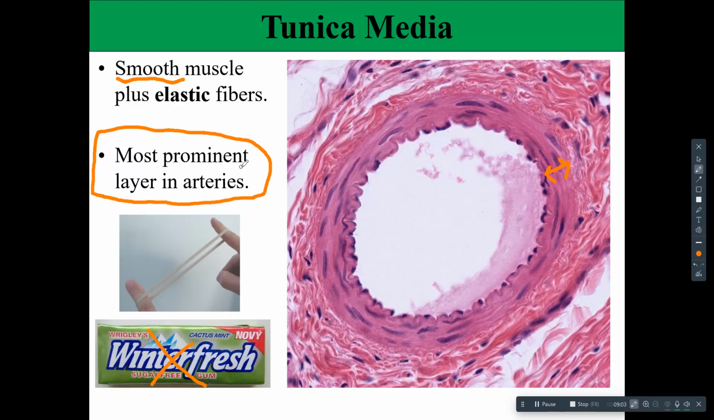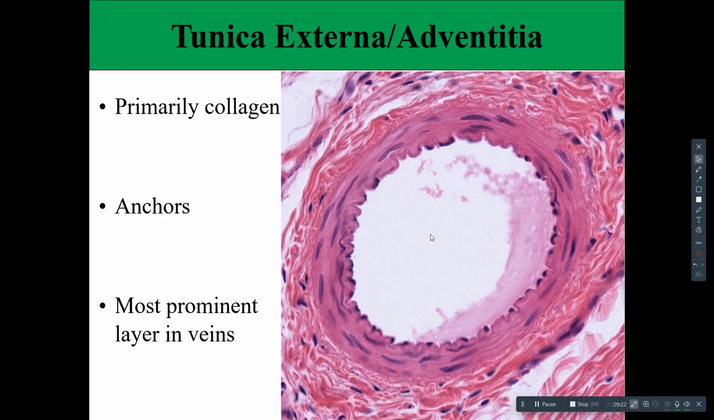The big tunica media in an artery also makes the artery strong, which helps it deal with the high pressure of the blood in there. Because we know arteries have the highest pressure of all three of our blood vessel types. All right, so tunica media is the middle layer. The outer layer, also called the adventitia, is our tunica externa.